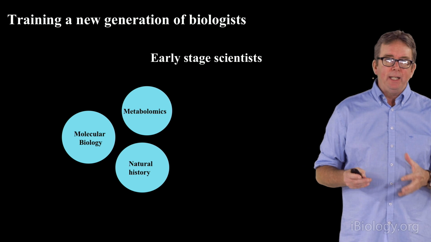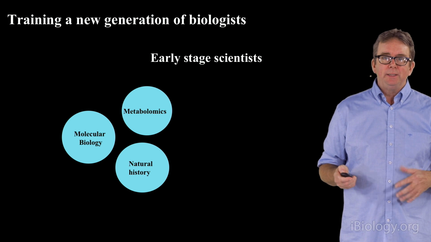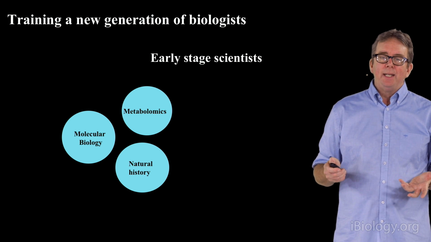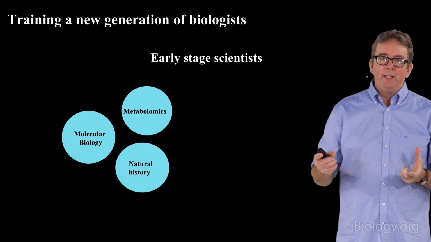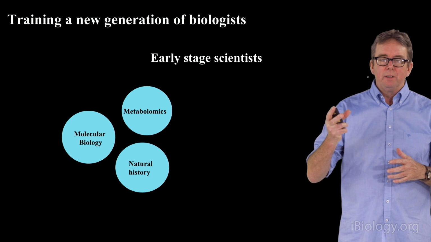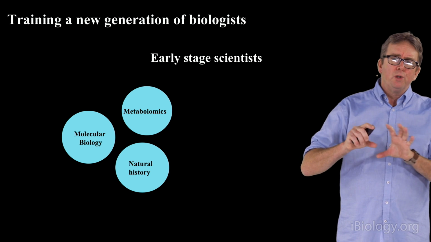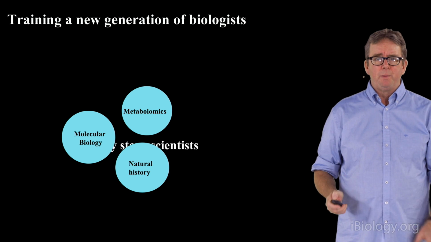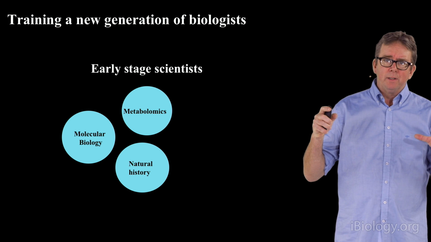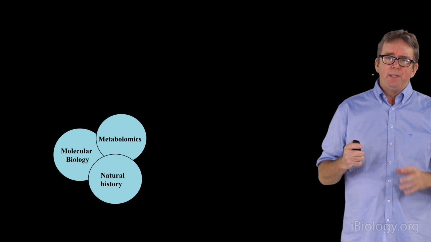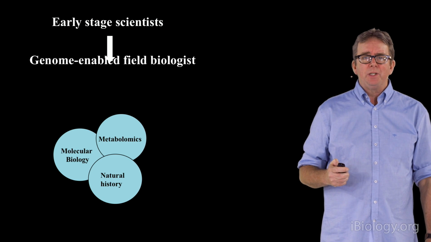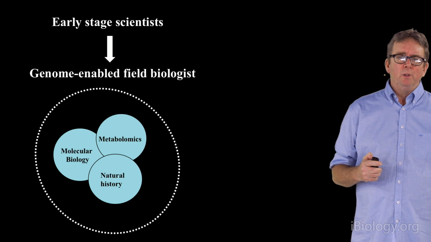Now, there are basically 3 unique things about our department. The first thing is the training mission. What we try to do is to take early stage scientists, and instead of having them spend an entire degree learning all the particular techniques of metabolomics or molecular biology or natural history that they would normally in a university do in different departments, we fuse them together in one element here so that we can train a new generation of what we call genome-enabled field biologists.